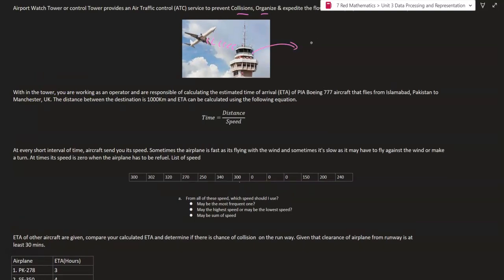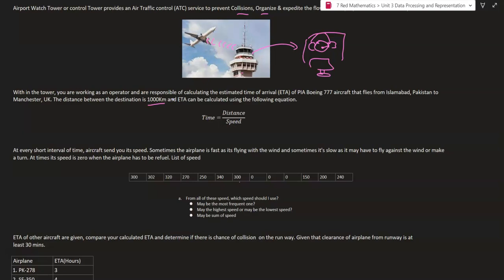So now moving forward, it says that within the tower you're working as an operator. Somewhere here, you are working as an operator, and you have these headphones and the mic, and then you are in that chair and you have a PC in front of you. You are responsible for calculating the estimated time of arrival, the approximate time of arrival, of the aircraft, a BIA Boeing 777, which is flying from Islamabad to Manchester, UK. The distance between them is 1,000 kilometers. And so you know the formula of ETA, that is time equals distance divided by speed.